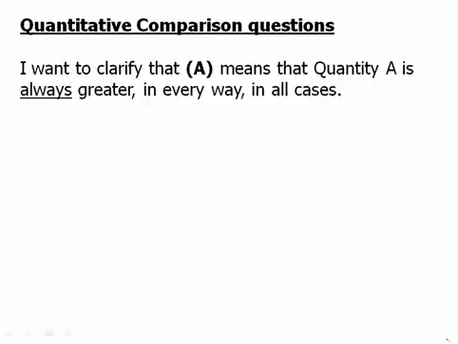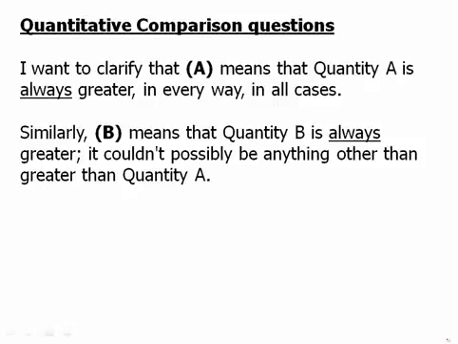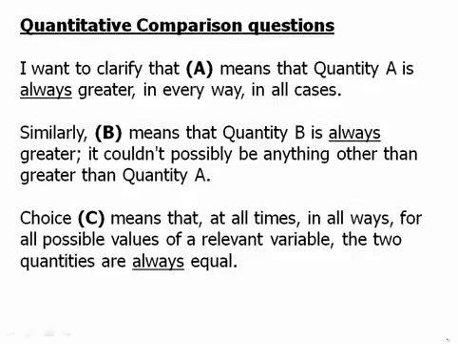And I want to clarify that A means that quantity A is always greater in every way in all cases. Similarly, B means that quantity B is always greater, couldn't possibly be anything other than greater than quantity A. C means that at all times and all ways, for all possible values of a relevant variable, the 2 quantities are always equal. In other words, A, B, and C implicitly have the word always in them.